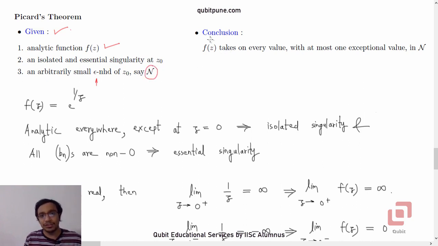The conclusion of Picard's theorem is that f of z takes on every value, with at most one exceptional value, in N. Now let us try to understand what this means with the help of an example. We have already talked about this earlier. This function is e to the power 1 over z.